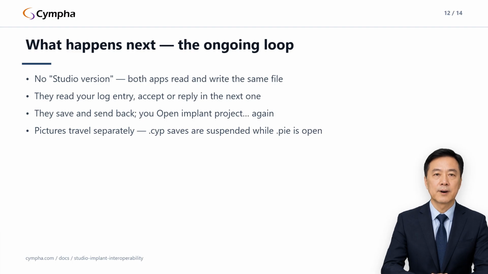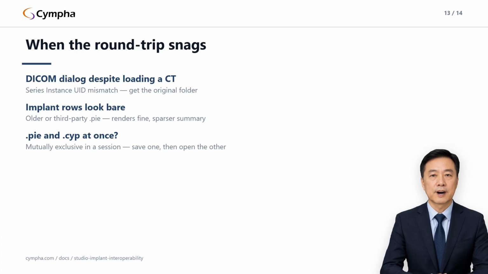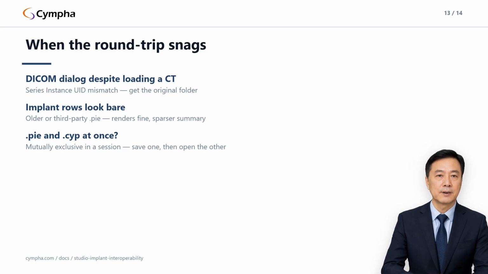Second, the implant rows in the browser look bare, no brand, no sleeve dimensions. Older projects, or projects that came through a third-party importer, may simply not carry those enriched fields. Nothing is broken, the implants still render and still edit normally, only the row summary is sparser. Third, you try to open an implant project and a Cympha scene project at the same time and Studio won't let you. That's correct behavior, the two formats are mutually exclusive within a single session. Save your work in one, then open the other, and watch the menus' enabled and disabled states, because they tell you which save target is currently active.